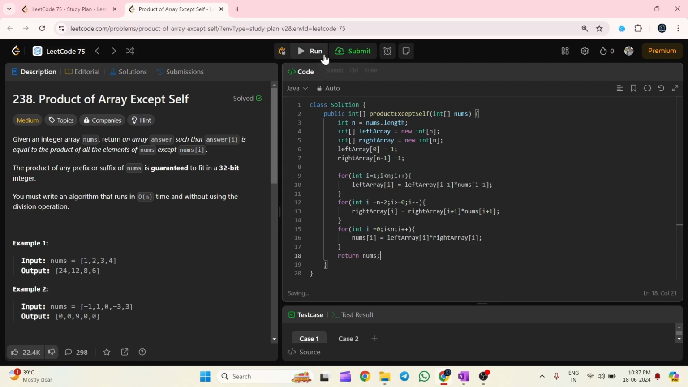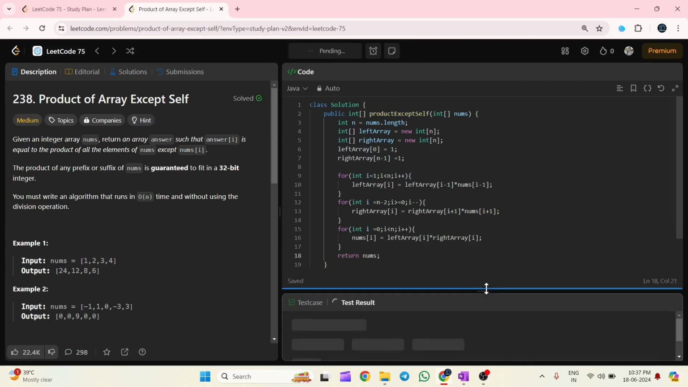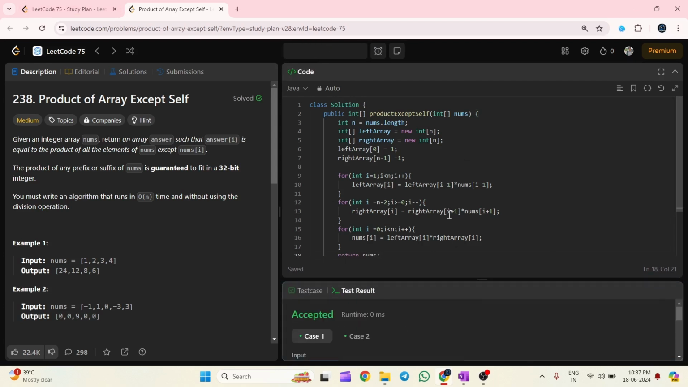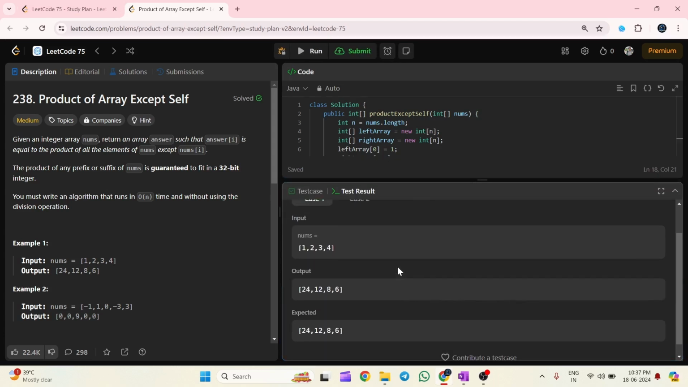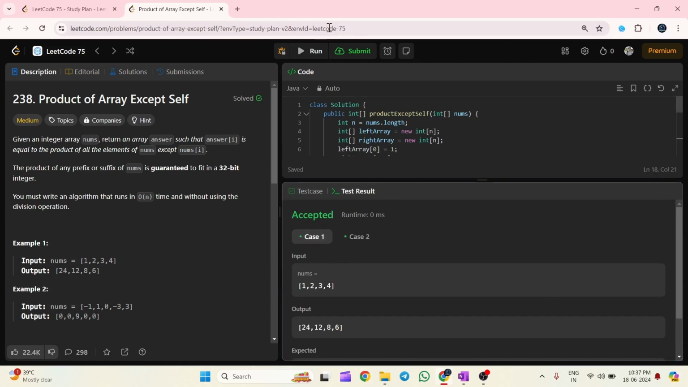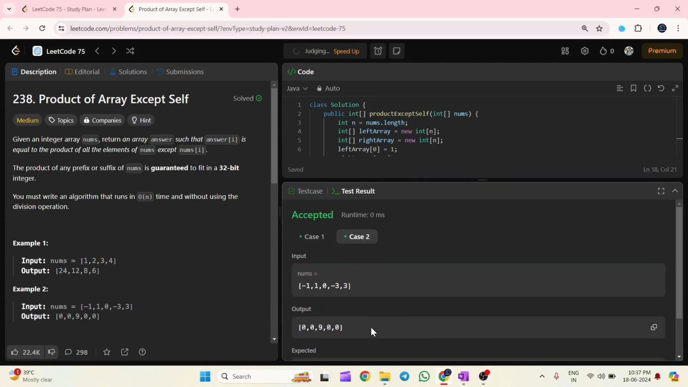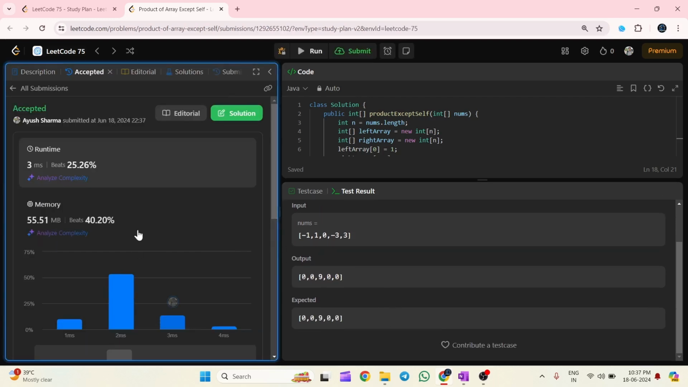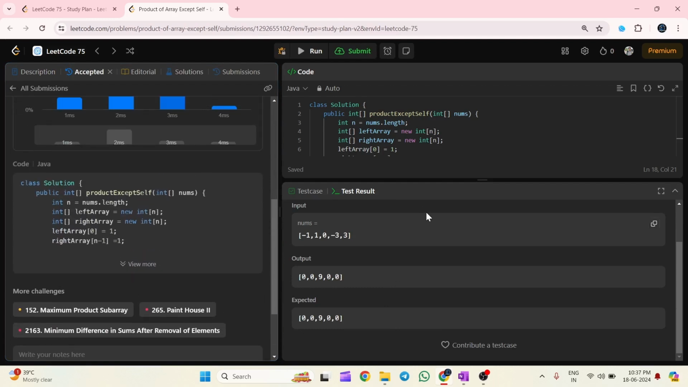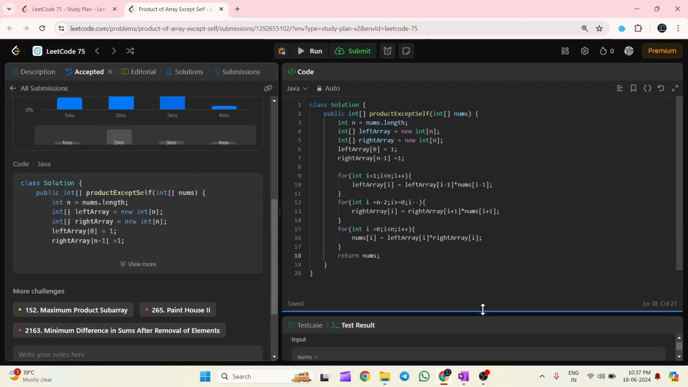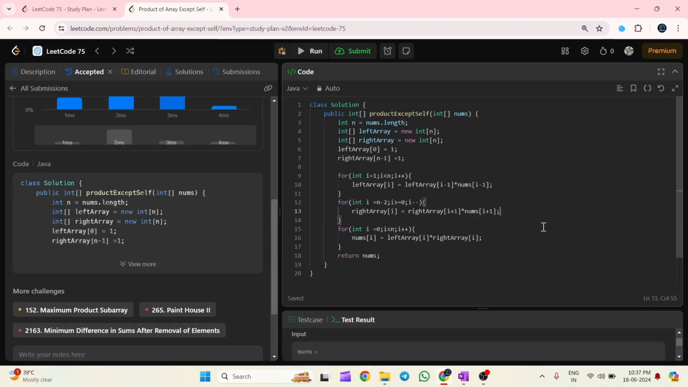Now if you run this program, here you can see that our program is successfully run, and when I click on submit, our program is successfully submitted. Okay, so I hope you understand the approach to solve this question. This is a very important question from a placement point of view, and for the knowledge of how we solve this question without using the division method.